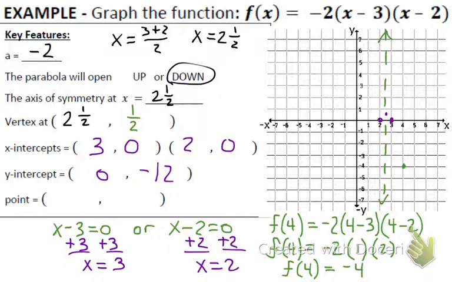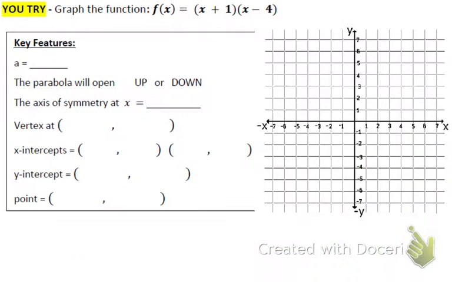We can reflect that across the axis of symmetry. It's 1.5 units away from that. So we can put a point at 1, negative 4 as well. So the additional point we found, 4, negative 4. You can pause the video and try this problem.